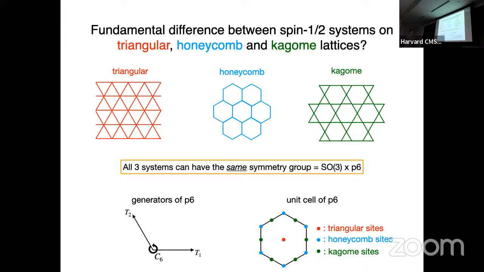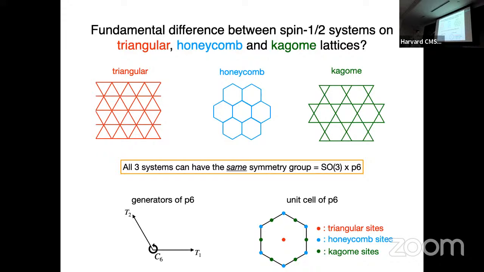I thought honeycomb has two sites per unit cell and Kagome has three. On your plot, it looks like Kagome and honeycomb have the same number of points. You see, this point is shared between one unit cell and another. So when you divide, for Kagome divided by two, for honeycomb divided by three.